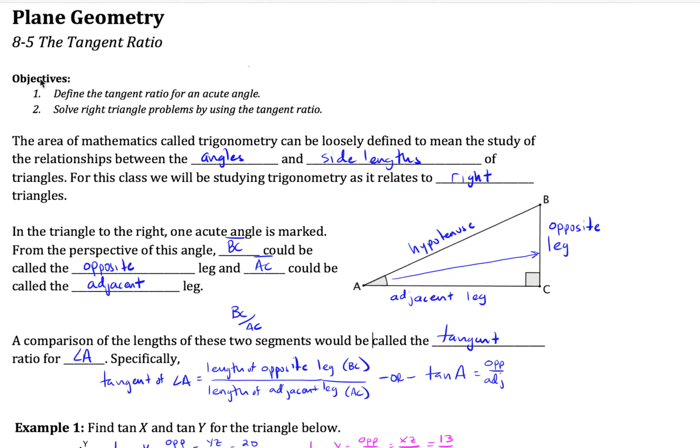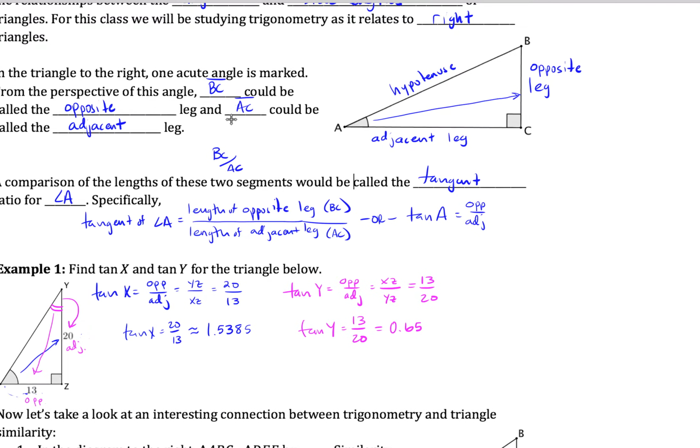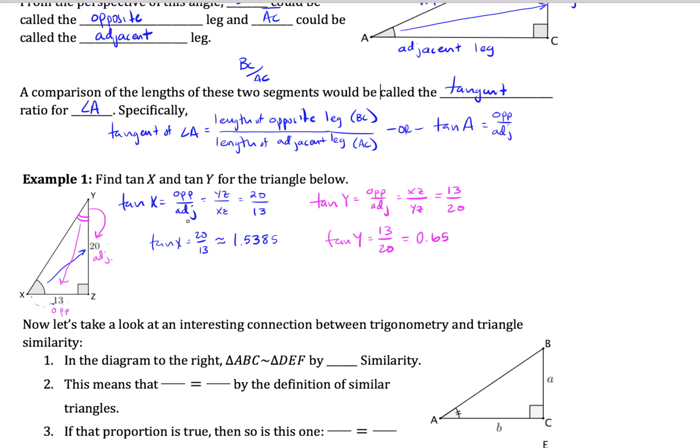Now in part 1 we learned to define the tangent ratio for an acute angle in a right triangle. And we said that the tangent ratio for an acute angle in a right triangle, like angle A here, is what you get when you divide the length of the leg that's opposite the angle by the length of the leg that's adjacent to the angle. And so we did one example where we found the tangent of a couple angles in a right triangle.